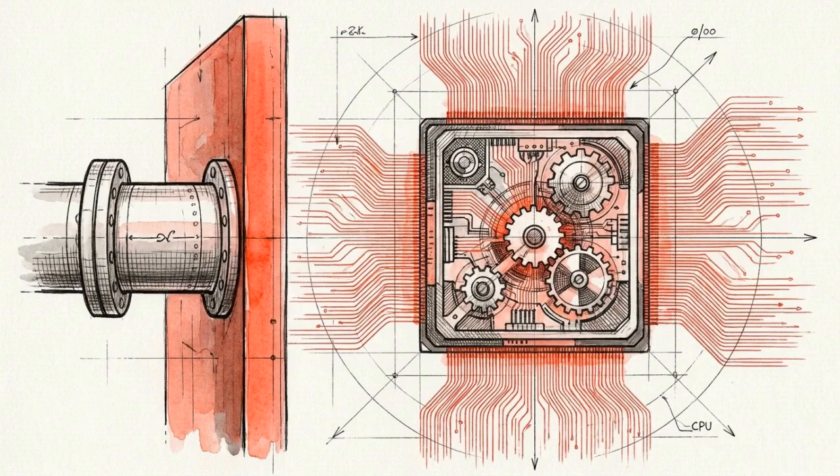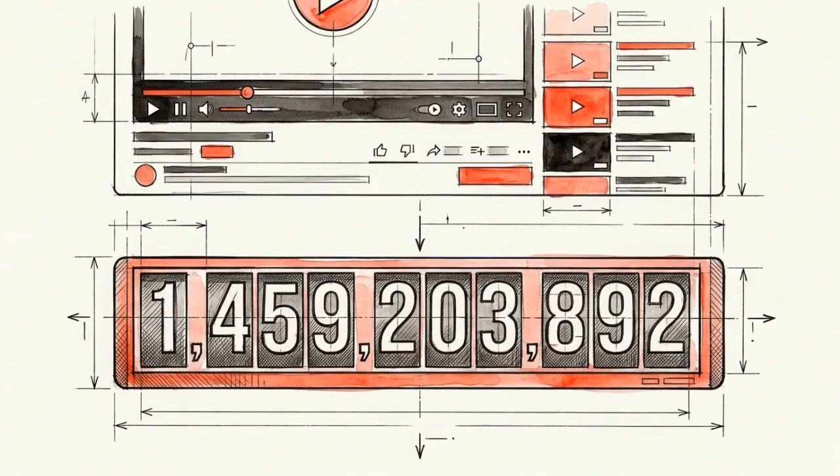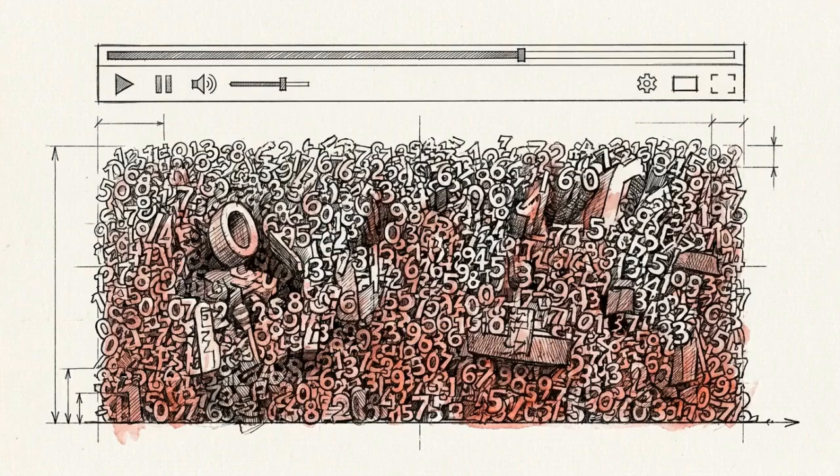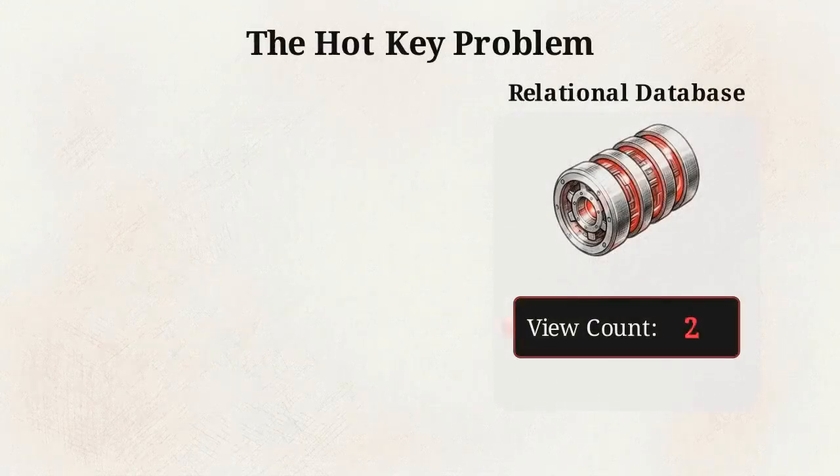Shifting gears, delivering the video is only half the equation. You also have to track engagement. How do you accurately count views for a viral video that is receiving millions of hits every hour? This chart illustrates the classic hotkey problem.